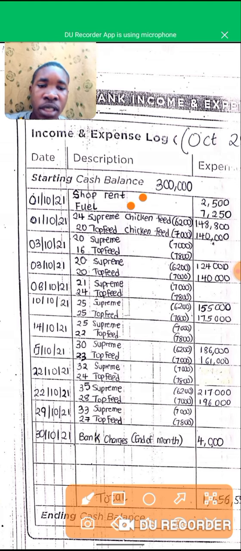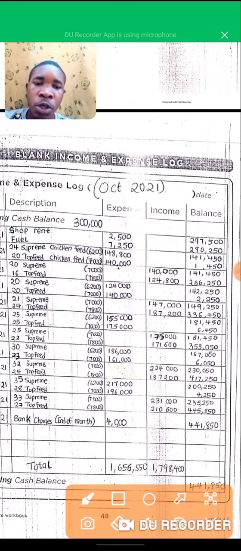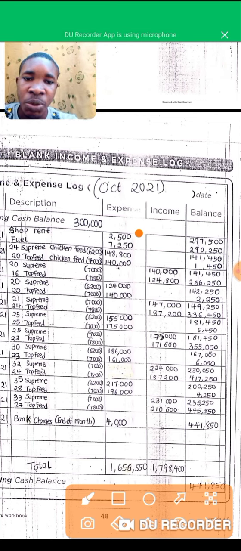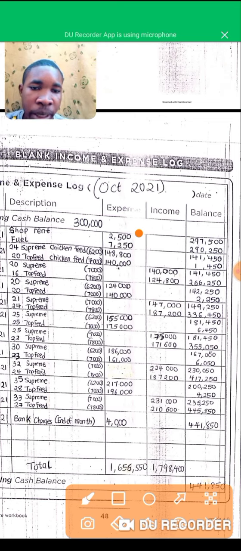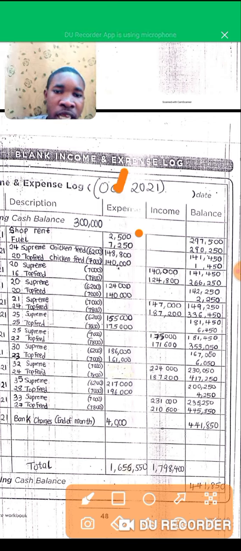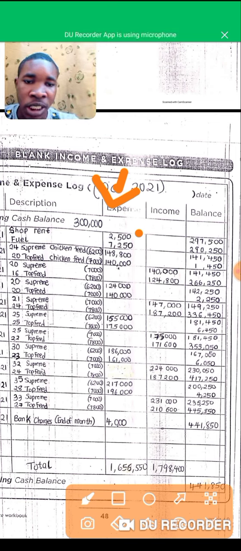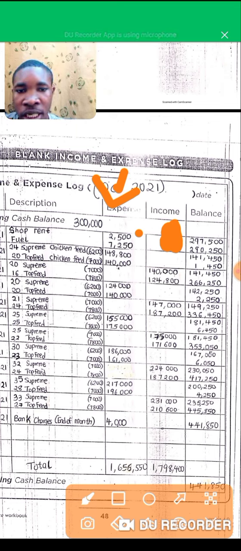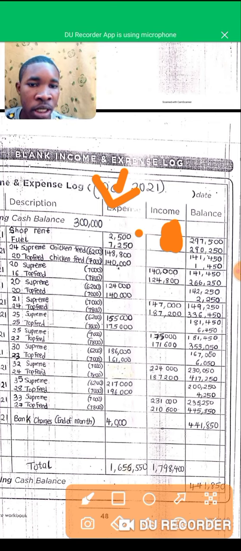Very, very important. How much was the shop rent? The shop rent was 2,500 naira, right? Remember, we started with 300,000 naira. It was an expense because the money came out of our pocket. That's why I put it here in the expense row, because it was an expense. I did not put it in income, because income is money entering my pocket. But shop rent takes money out of my pocket, which is why I put it in expense.